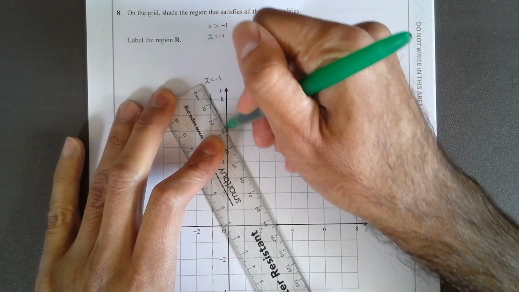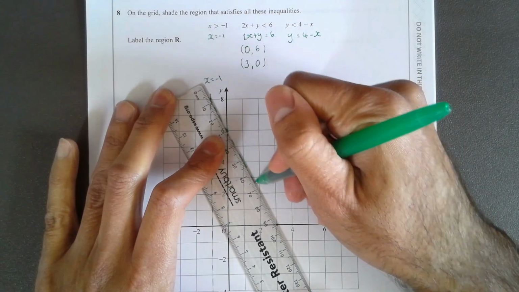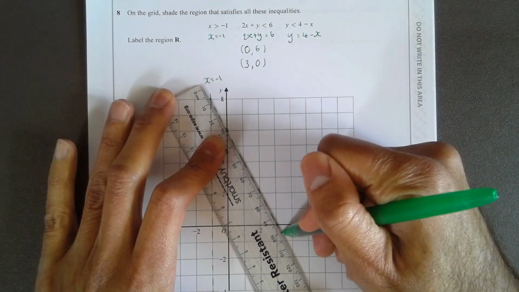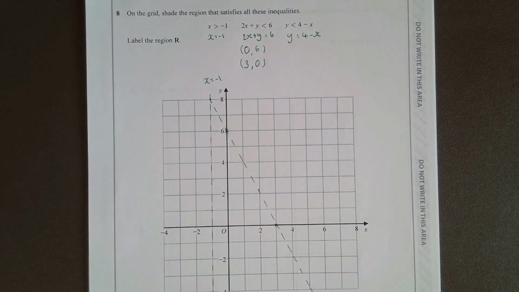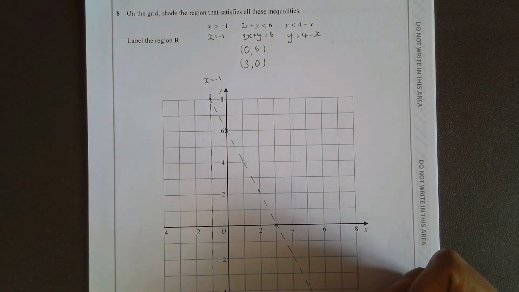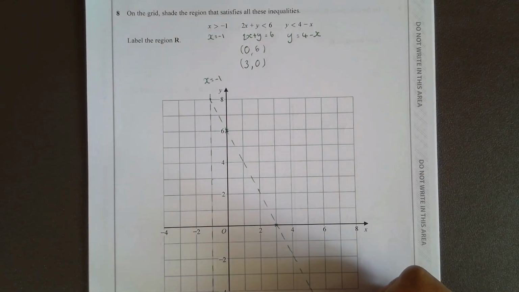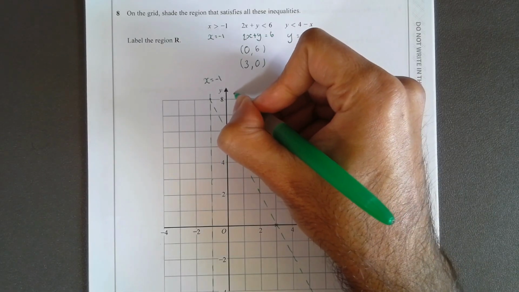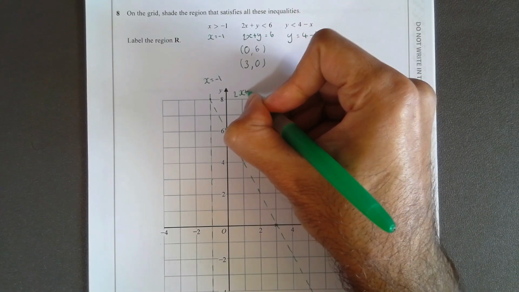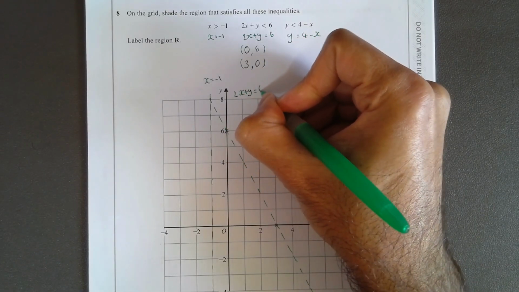Okay, as accurate as I can, as always. And I'm going to draw that line there. And we're going to label this line up. This line here is going to be, let's write it over here, 2x plus y is equal to 6.